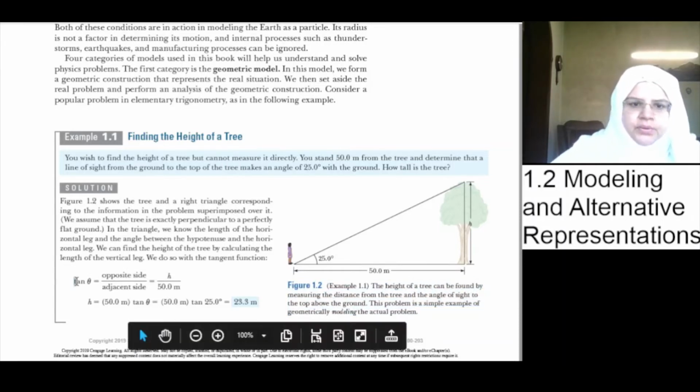Tan theta is equal to opposite side over adjacent side. The opposite side is h, the adjacent side is 50 meters, and theta is equal to 25 degrees. From this we can calculate the height, which comes out to be 23.3 meters.